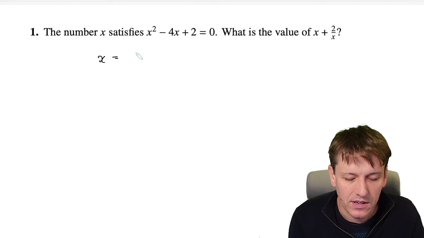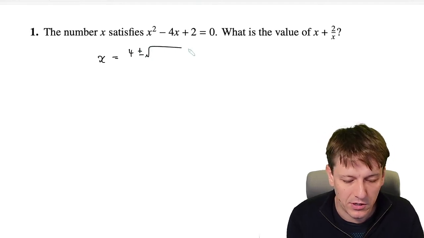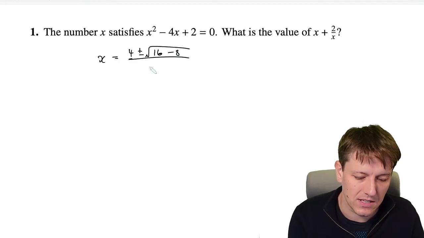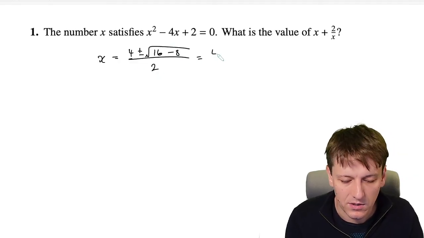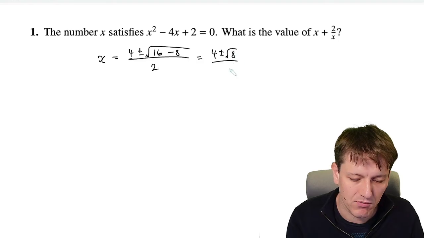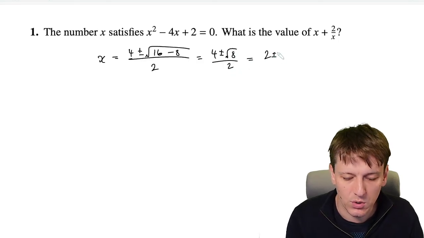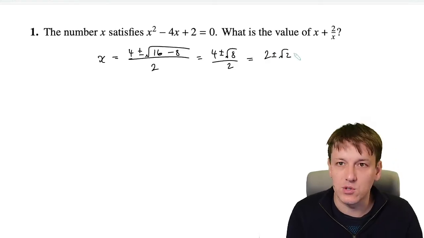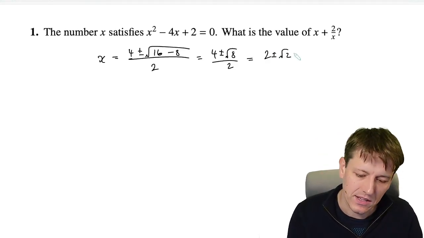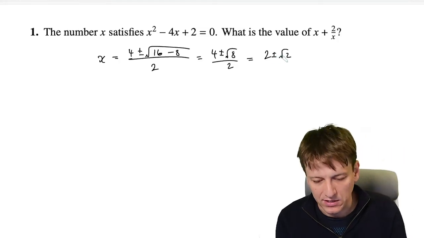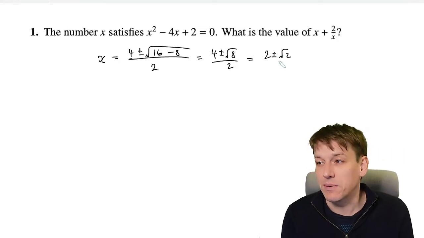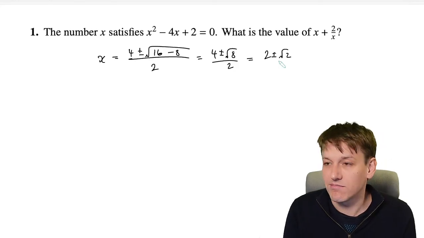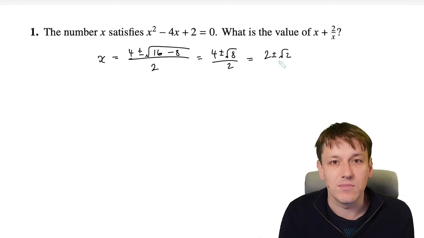You could write down, x equals 4 plus or minus the square root of b squared minus 4ac, so that would be 16 minus 8 all over 2 times a. Using the quadratic formula, we'd get 4 plus or minus root 8 over 2, or 2 plus or minus root 2, because root 8 is 2 root 2, so I divide it by 2, it'd cancel out. And then you could take these individually, 2 plus root 2 or 2 minus root 2. It's implied in the question here that you would get the same thing either way, and you could work out x plus 2 over x using some surds.